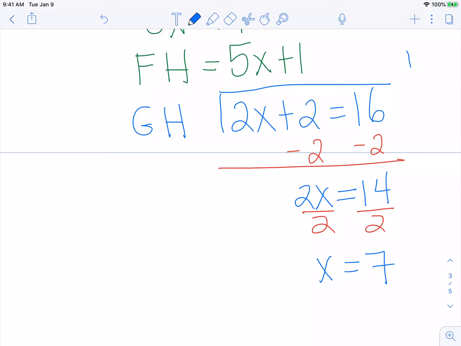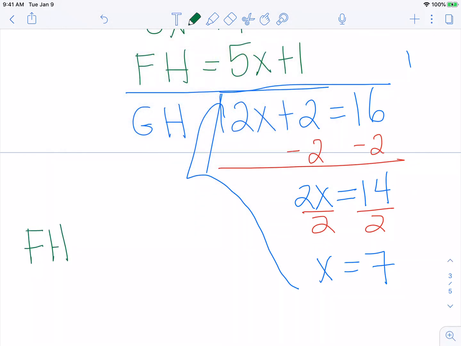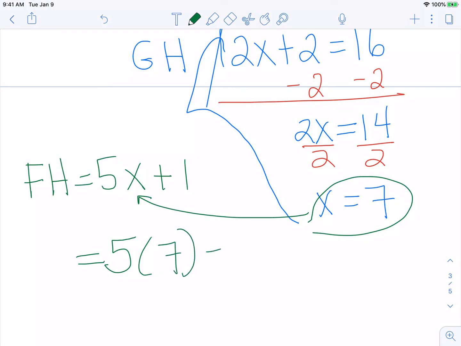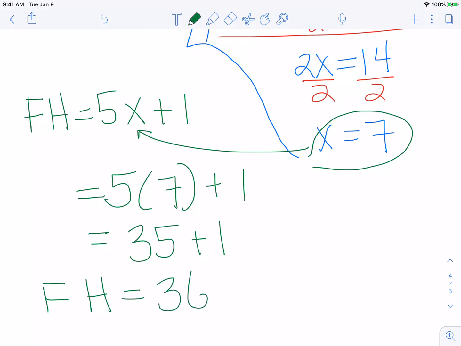Well, if I know that x equals 7, I can use this information for FH. So if FH equals 5x plus 1, well, I could plug this value in for x. So that'll be 5 times 7 plus 1. And that's going to be 35 plus 1. So FH, that length, must be 36.